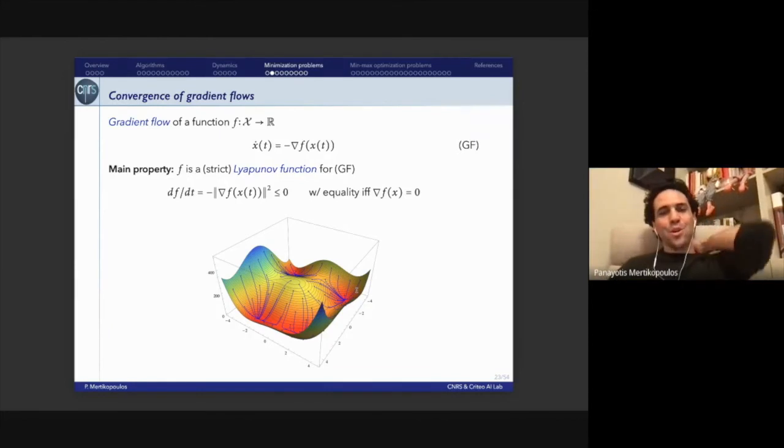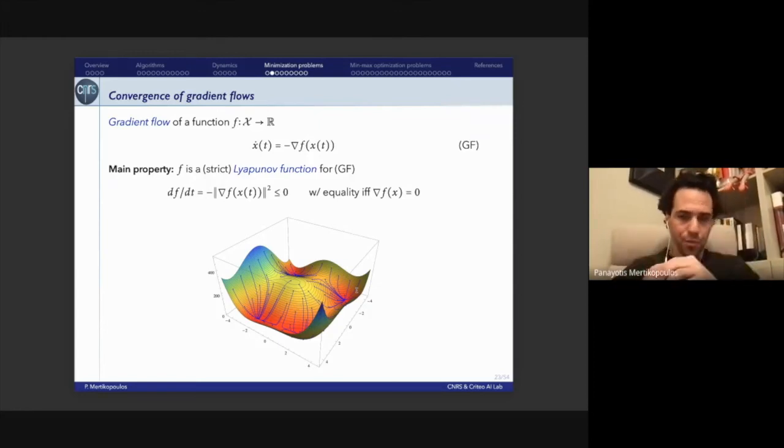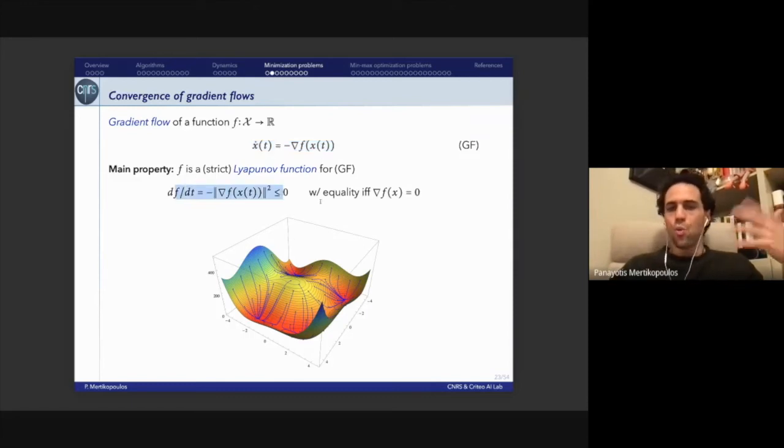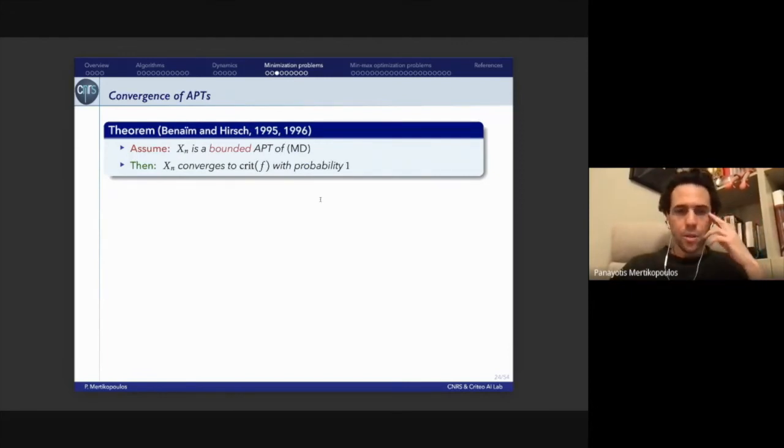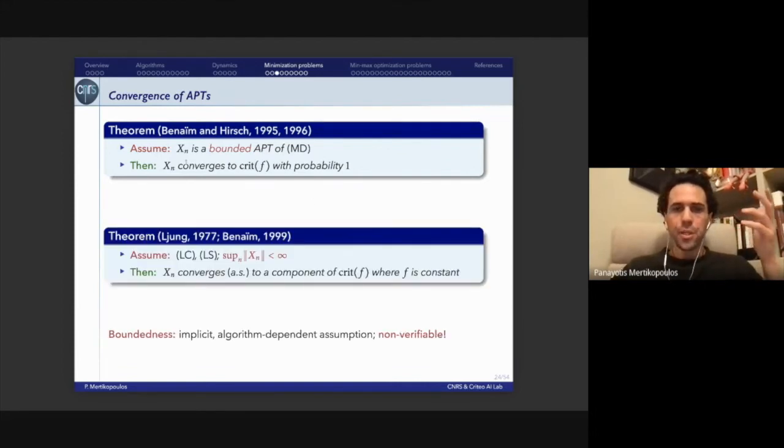All right. So just some facts from the minimization point of view. Here, the gradient flow is something which is very well known. It is a gradient flow. It has a strict Lyapunov function, so we expect it to converge to the critical set. And indeed, there were some old results along these lines which showed precisely that in minimization problems, all APTs essentially converge to the critical set of the function with probability 1.